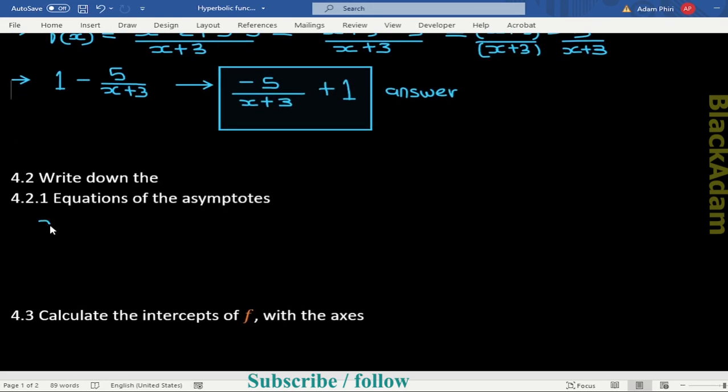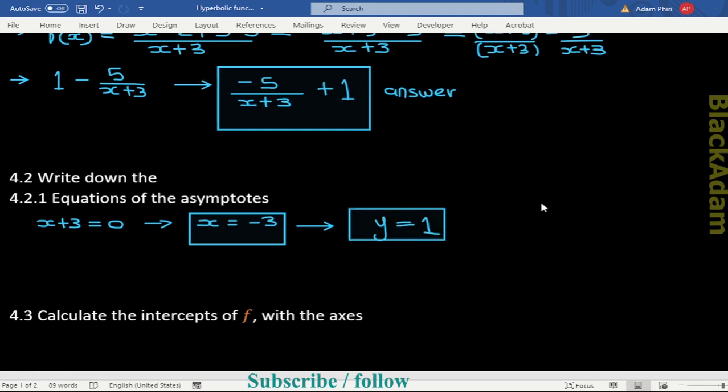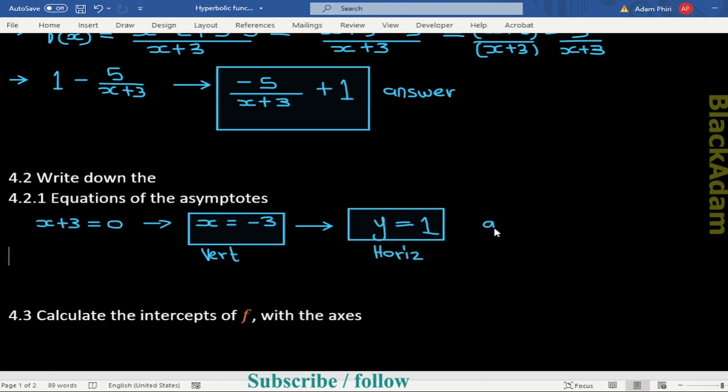So 4.2, equations of asymptotes. We have x plus 3 equals 0, so x equals negative 3. That's the equation of the asymptote. And then we also have the 1 there, so the other asymptote is y equals 1. So x equals negative 3 is our vertical asymptote, and y equals 1 is our horizontal asymptote. So that's it for 4.2.